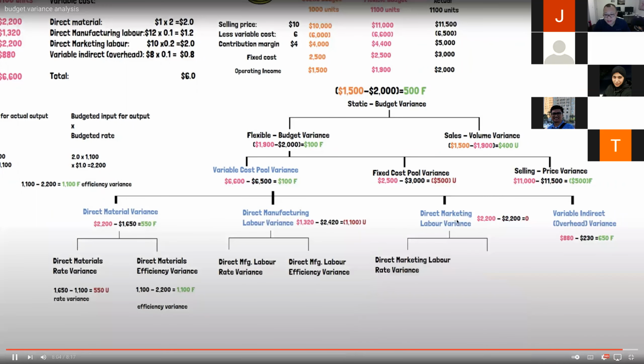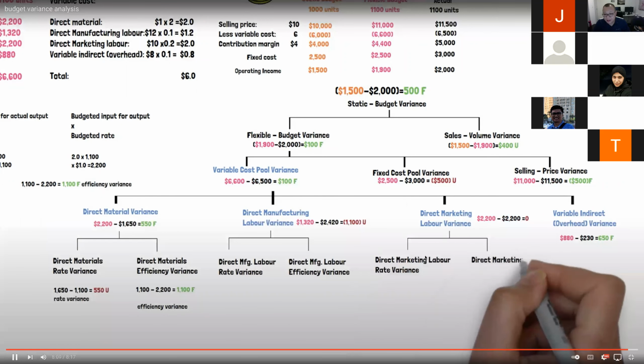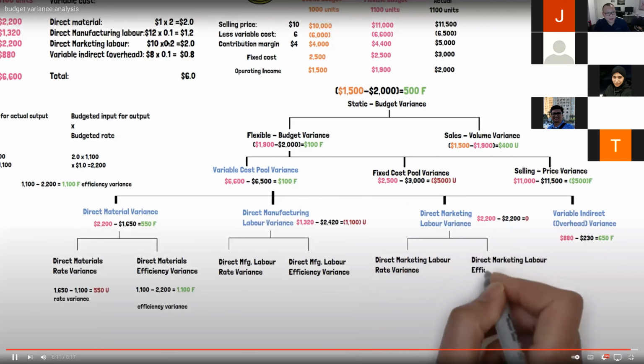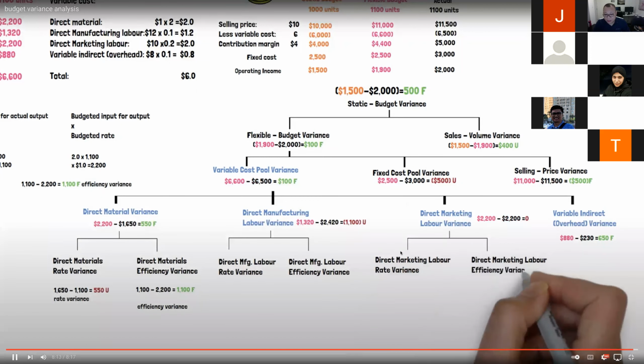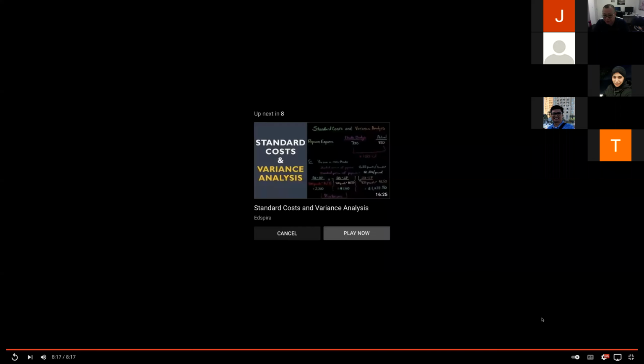So you can see this is another labor variance for the marketing people, right? Again, with the information we are doing, you can use the same approach to compare that rate variance and the efficiency variance, okay? Okay, so I'm gonna stop this one. I hope this makes sense.